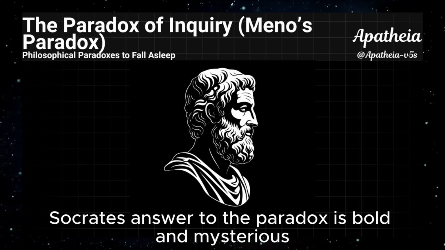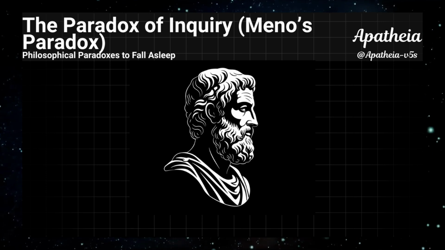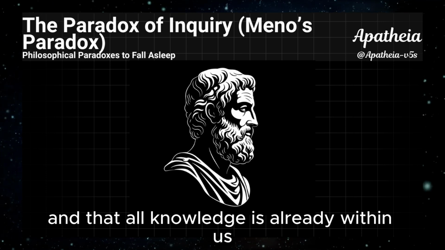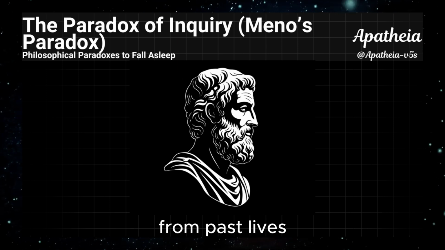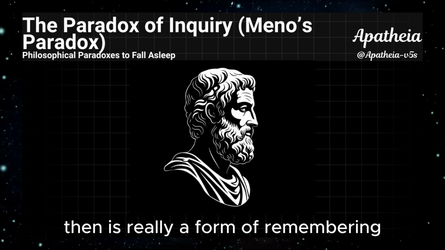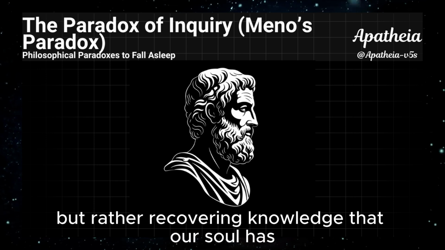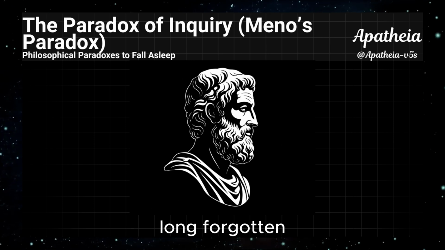Socrates' answer to the paradox is bold and mysterious. He proposes a theory known as recollection, the idea that the soul is immortal and that all knowledge is already within us from past lives. What we call learning, then, is really a form of remembering. We're not discovering brand new truths, but rather recovering knowledge that our soul has long forgotten.